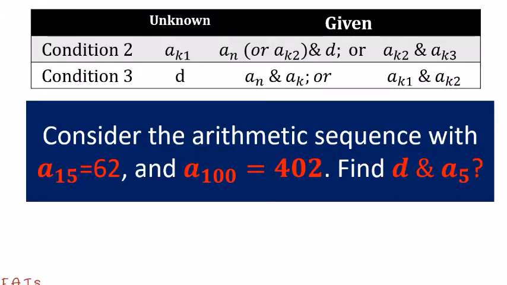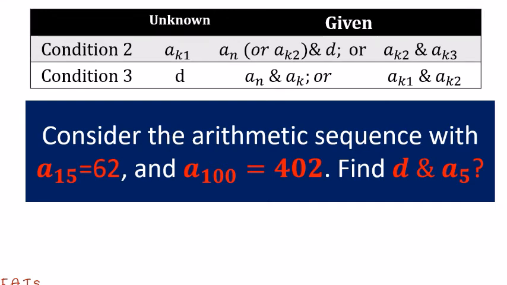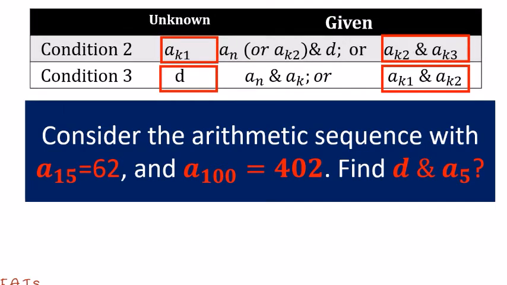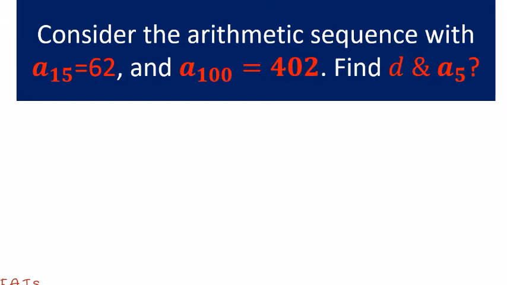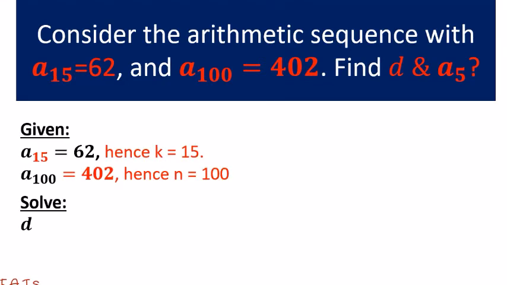Now, let's consider the arithmetic sequence where a sub 15 is 62 and a sub 100 is 402. And our goal is to find the value of the common difference and the fifth term of the sequence. This problem provides an example for both condition 2 and condition 3. In this problem, let us solve first for the value of d. Take note that the given are a sub 15 equals 62, hence k is equal to 15. Also, a sub 100 is equal to 402.